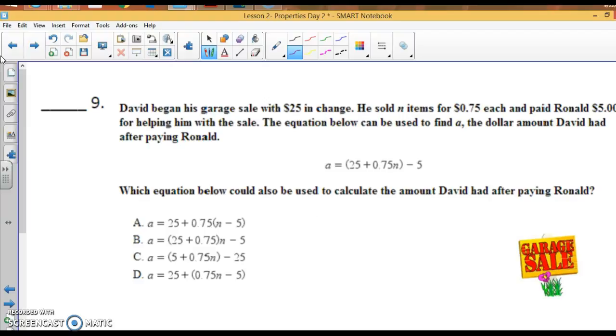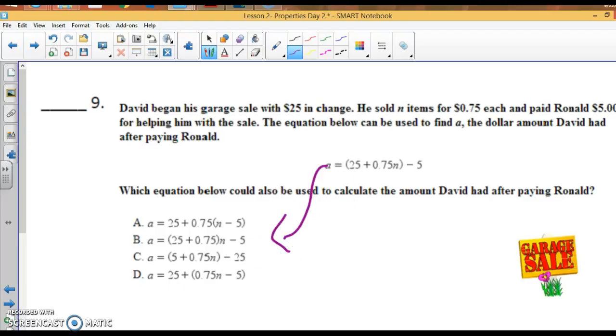David began his yard sale with $25 in change. He sold N items for 75 cents each and paid Ronald $5 for helping him with the sale. The equation below can be used to find A, the dollar amount that David has after paying Ronald. So this equation. Which equation below could also be used to calculate the amount David has after paying Ronald? So I'm looking for which one of these is the same as this one.